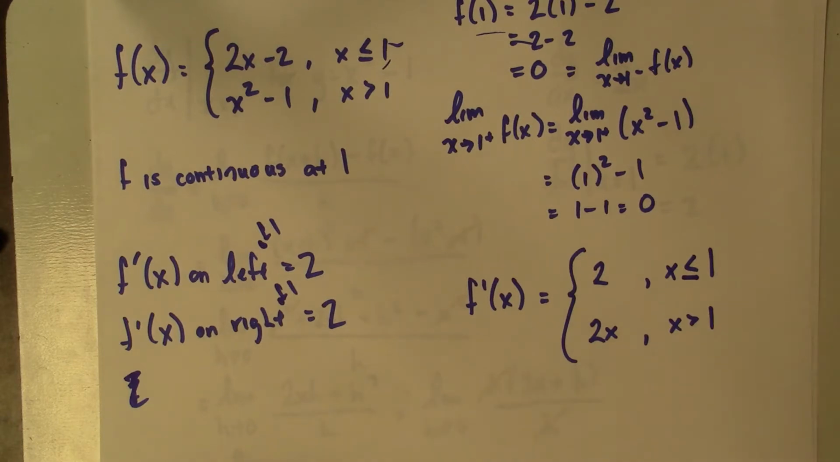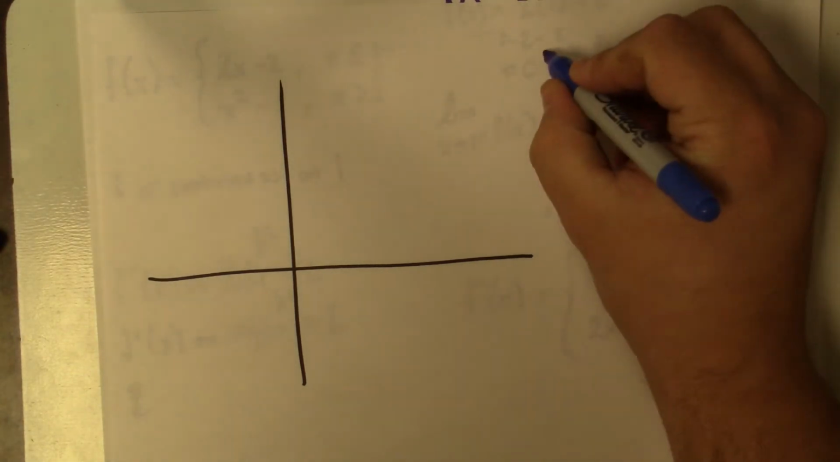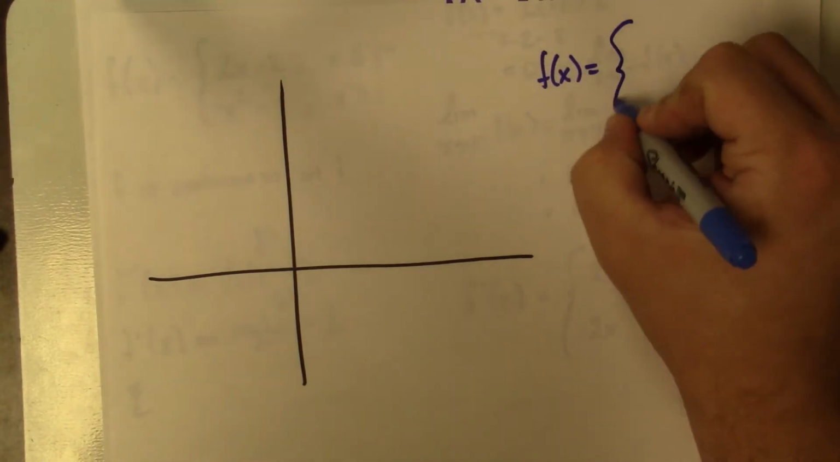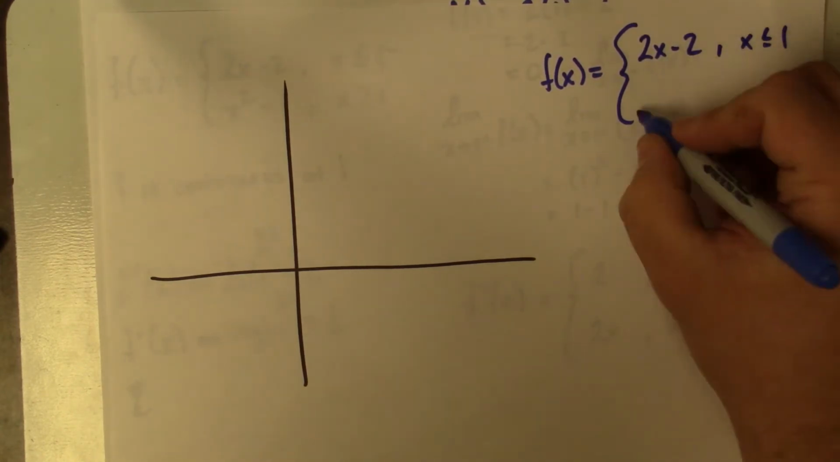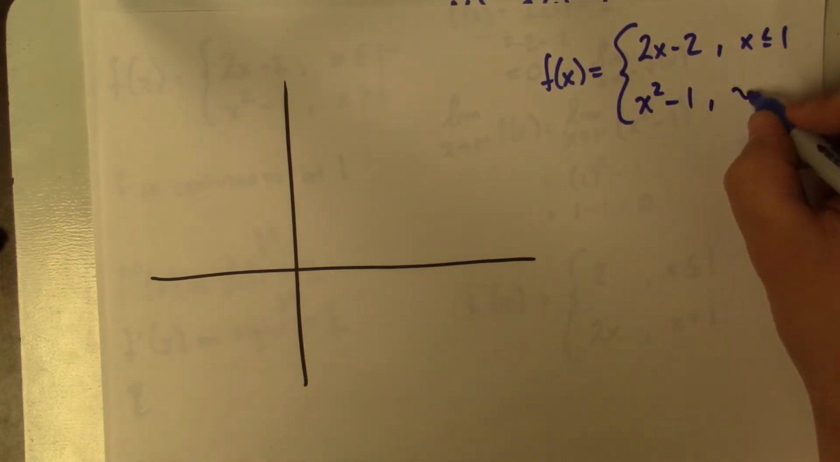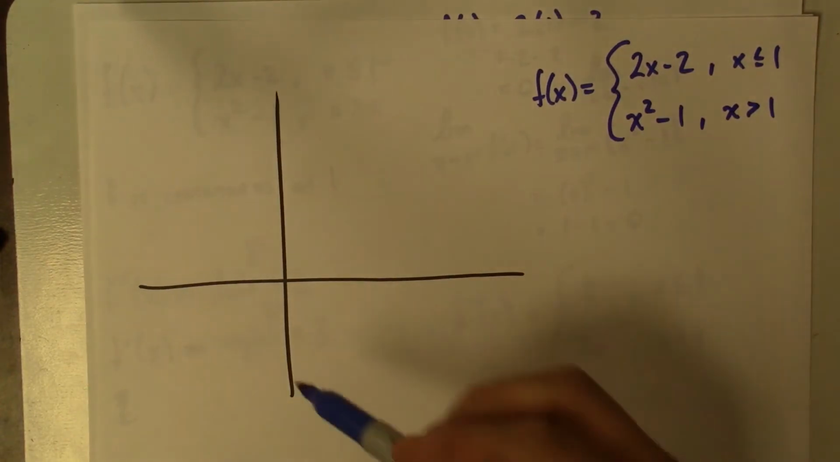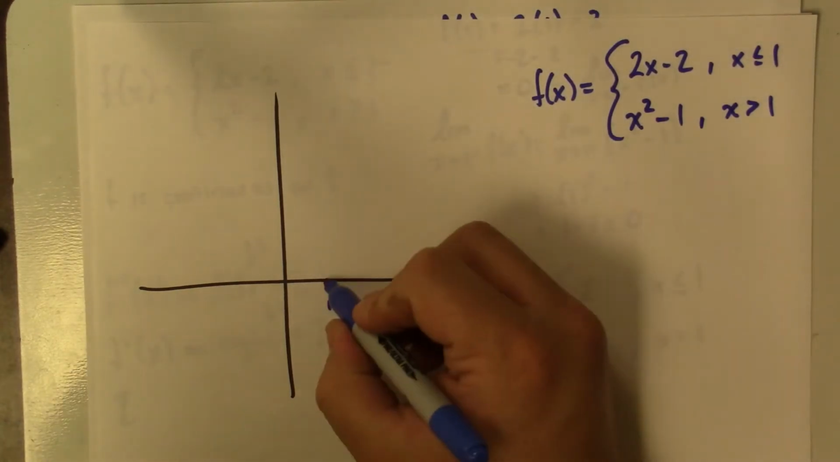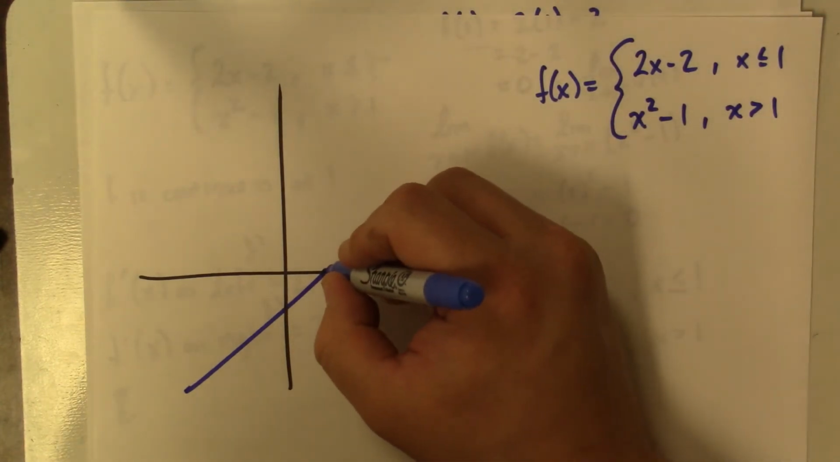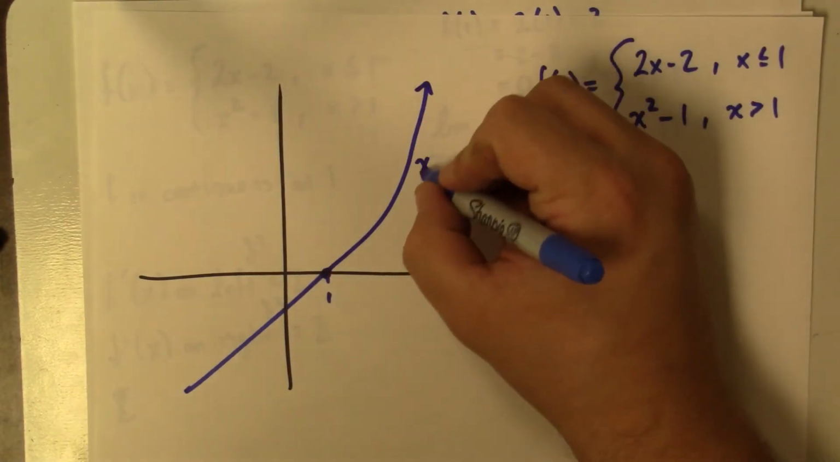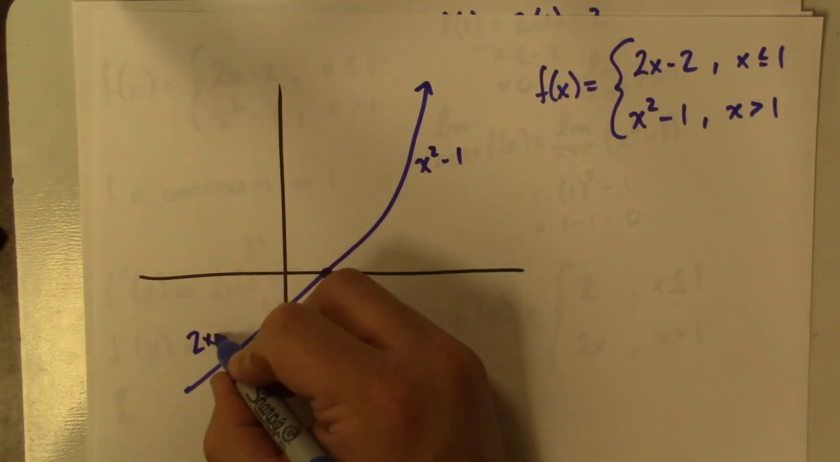And I want to talk about real quick what that graph looks like as this video wraps up. Just a real quick sketch. Now we said that the function value, so I have f of x is 2x minus 2 for x less than or equal to 1 and x squared minus 1 for x greater than 1. So here's 1. I've got a straight line doing that. And then to the right, I have x squared minus 1 there and 2x minus 2 here.